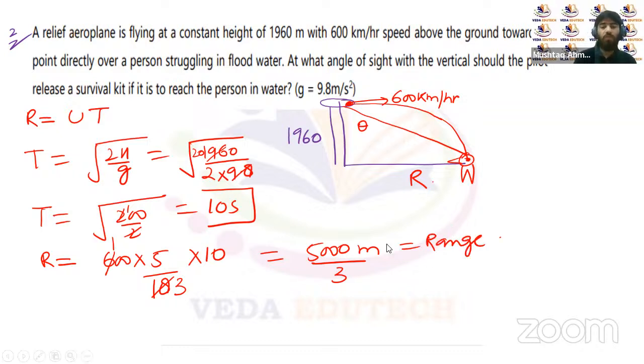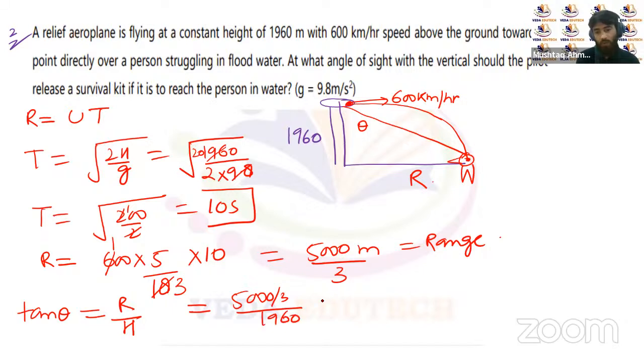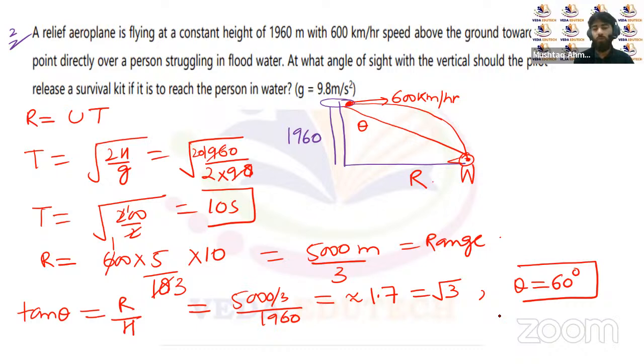And to calculate this theta here, tan of theta is range upon this height. Range comes out to be 5,000 over 3 divided by this height, that's 1960. If you calculate this, it will be approximately equal to 1.7, or we can write it as root 3. And we know that tan theta is root 3 at theta equal to 60 degrees.